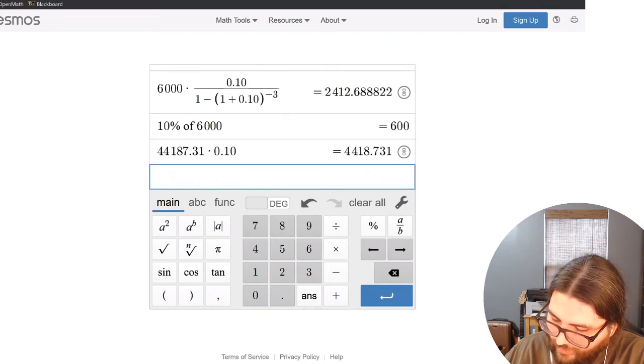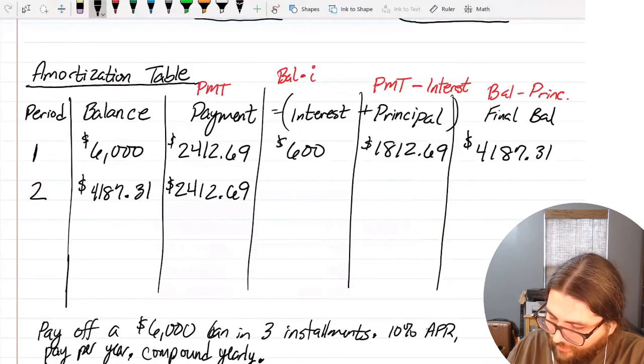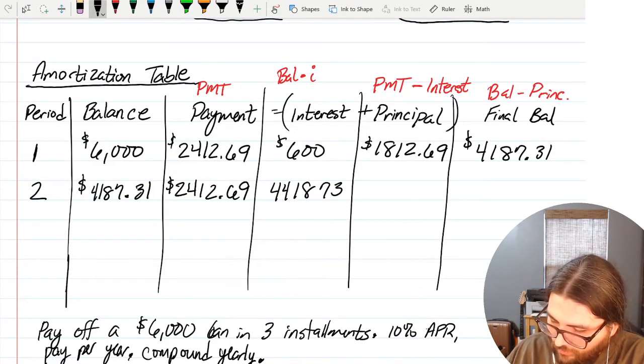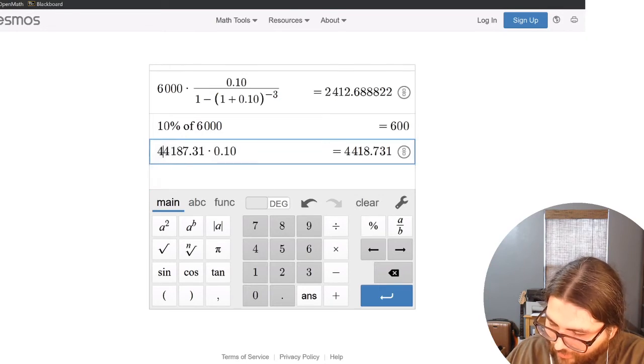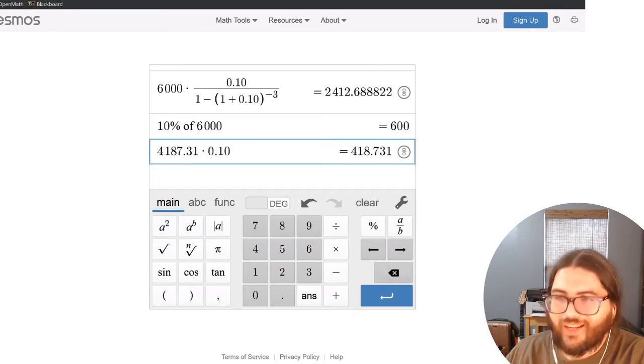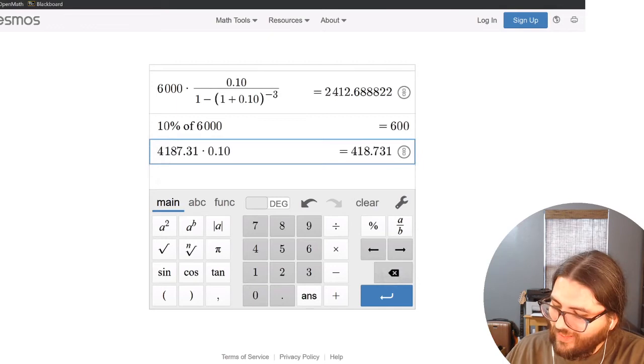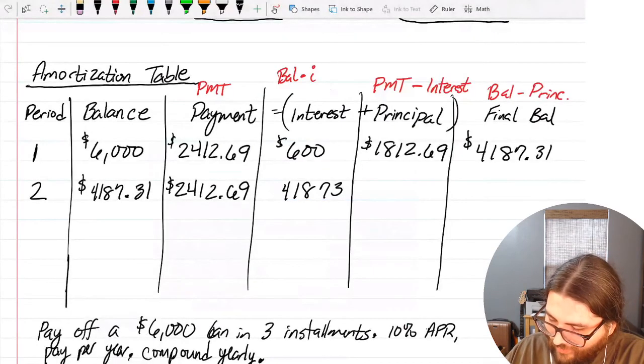441873. No, that seems really high. That does seem really high. Go back. Aha! I had an extra 4 in there. So 41873. Get rid of that 4.